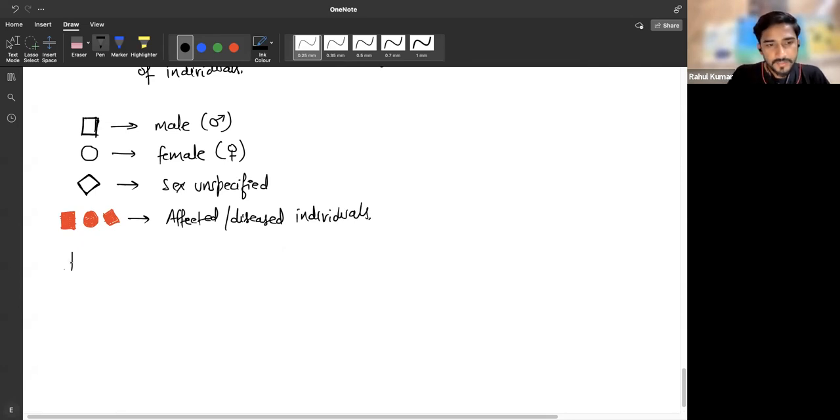Now, if there is a square connected to a circle, what does this mean? This shows mating or marriage. So this male is married to this female, or mated to this female. Is it clear?